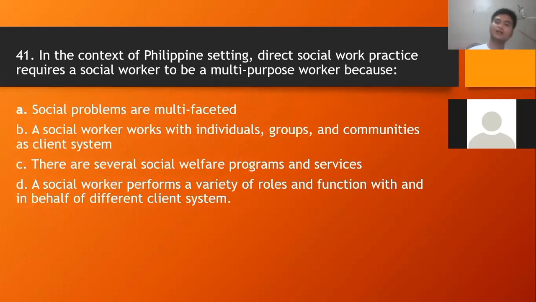We are generalists because social problems are multifaceted. Pwede mo maging point of entry yung individual problem towards the resolution of the groups at the meso level or at the community level ng mga problem. That is the nature. Bakit generalist orientation tayo dito? It's because problems are multifaceted.